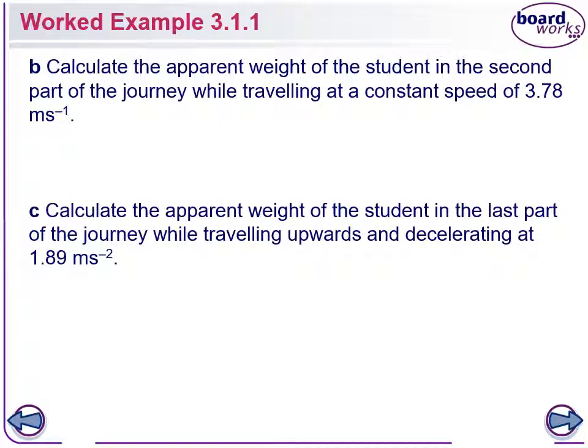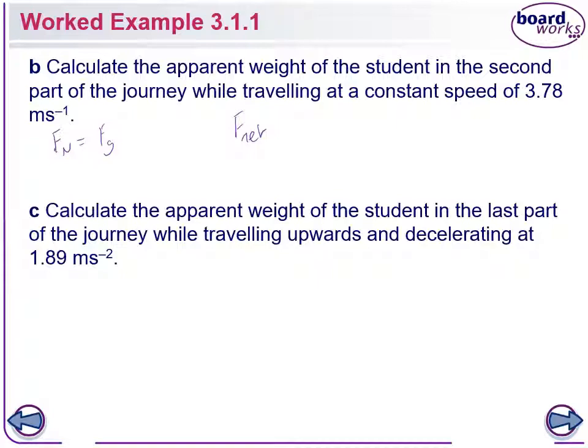B. Calculate the apparent weight of the student in the second part of the journey while travelling at a constant speed of 3.78 meters per second. We can do this the long way, but you should be aware that if you're not accelerating, Fn is just going to be equal to Fg. However, let's do it the long way.